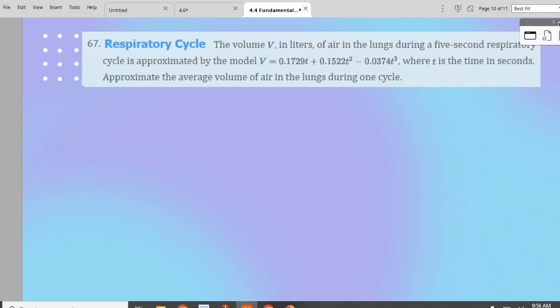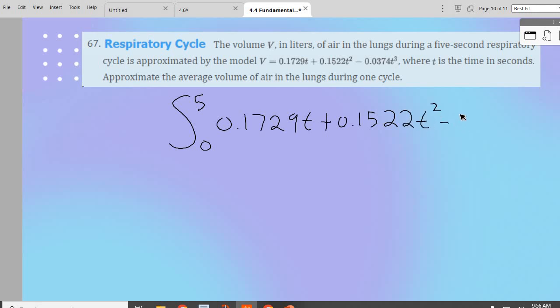So, we are going to need to take our integral of this. We also need to figure out what our bounds are. What does it tell us? 0 to 5. It says a 5-second period, or 5-second cycle. Okay, it's going to be this model that we have right here. And then because I'm wanting the average, what do we also need to do? 1 over b minus a, which is going to be 1 over 5.